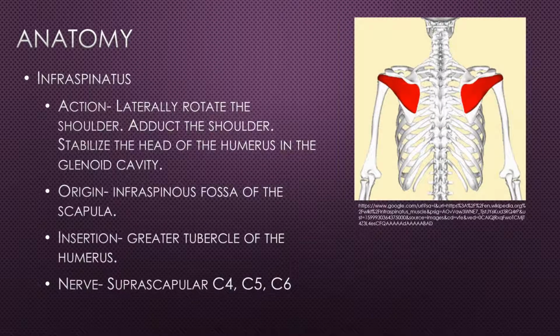The action of the infraspinatus is to laterally rotate the shoulder, adduct the shoulder, and stabilize the head of the humerus in the glenoid cavity. It originates on the infraspinous fossa of the scapula. It inserts on the greater tubercle of the humerus. The nerve that innervates this muscle is the suprascapular, C4, C5, and C6.